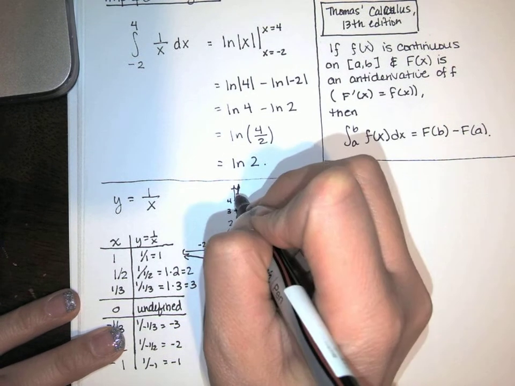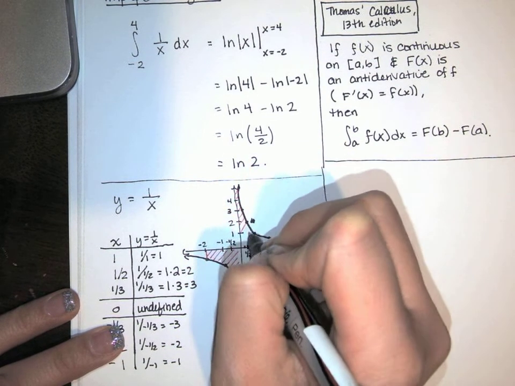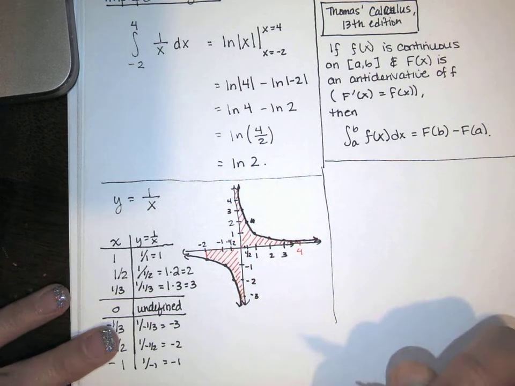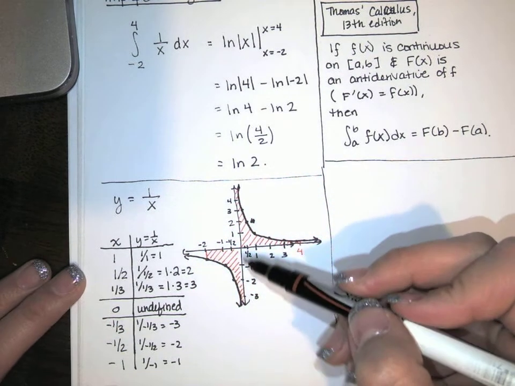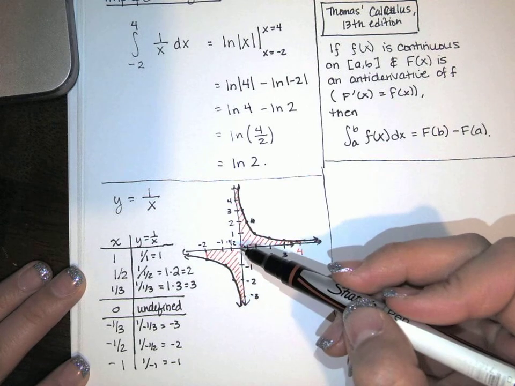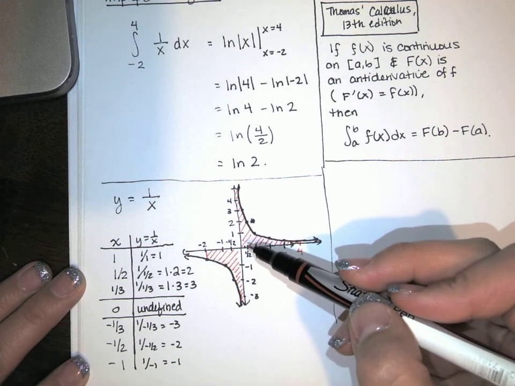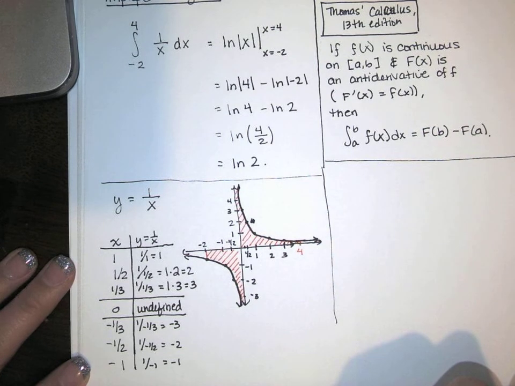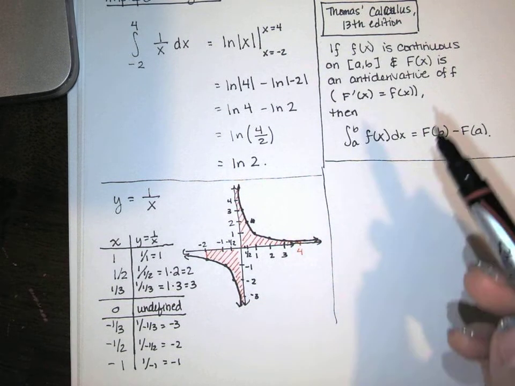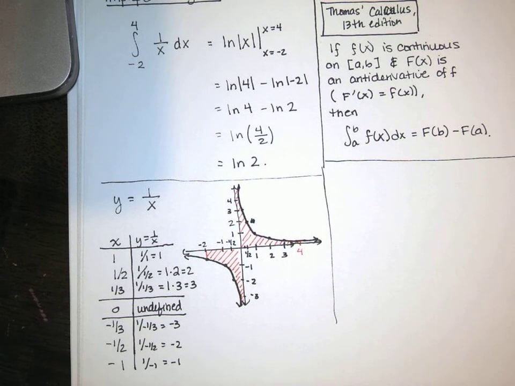And then you pick up on the other side. We have the area under the curve between 0 and 4. The range is unbounded here. The y values go to -infinity for this piece, and the y values go to positive infinity for this piece. So we have an unbounded area, so the fundamental theorem of calculus does not apply.